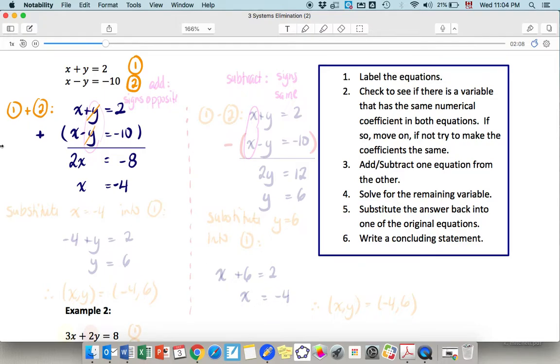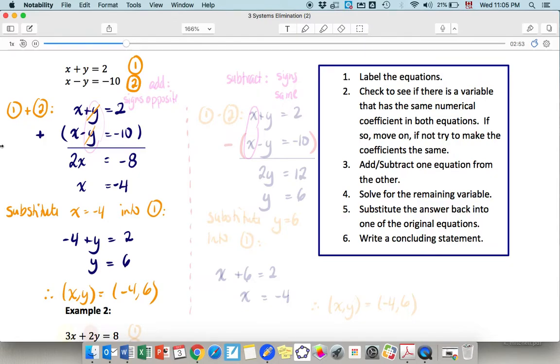Alright, and then the same way we did with substitution, I'm going to take my answer for x, and I'm going to substitute it either into equation 1 or equation 2. In this case, it doesn't really make too much of a difference. So let's substitute it into equation 1, and I will have that x is now negative 4. So negative 4 plus y equals 2. I'll bring the negative 4 over, and I'll have y is equal to positive 6. So my solution for this system is the point negative 4 comma 6. So that is where the two lines intersect and which point satisfies both equations. Okay, so that was doing it by adding the two equations.